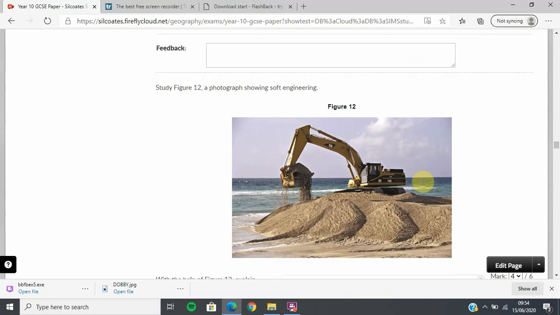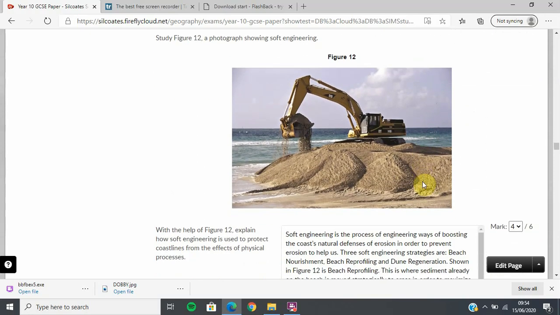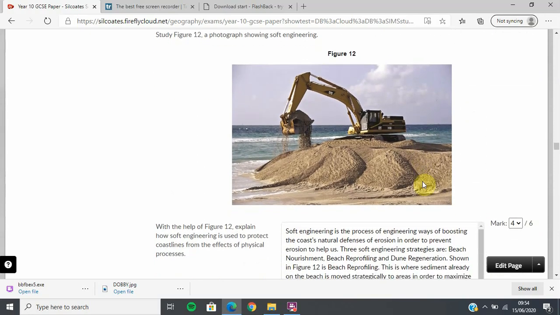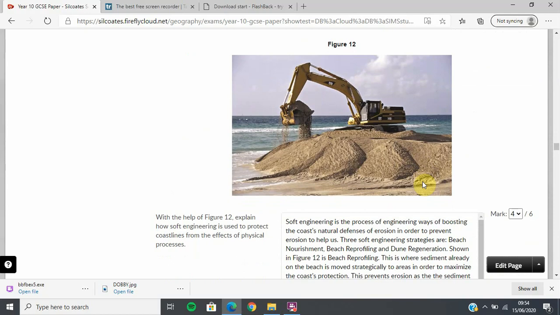Okay, moving on then. Next one, study figure 12, a photograph showing soft engineering. Again, just a reminder, figure 12, you've got to talk about it. You've got to say in figure 12 there is a digger, so talk about what's going on here.